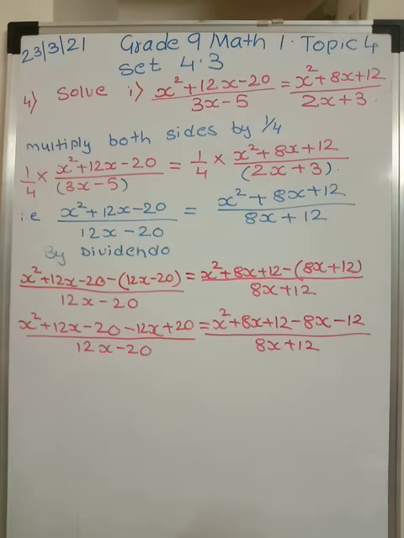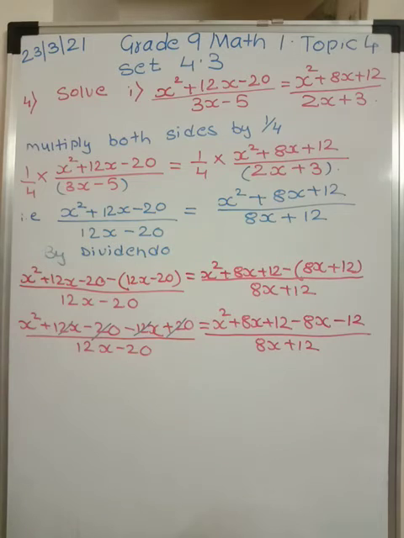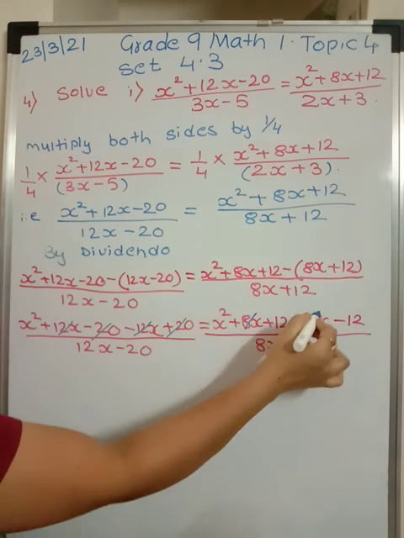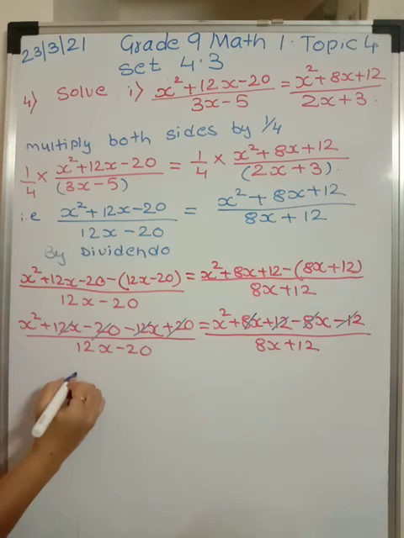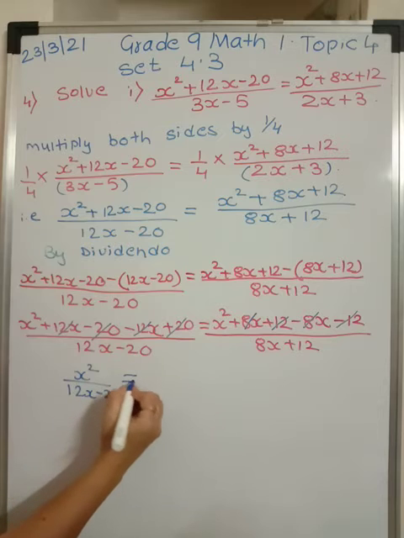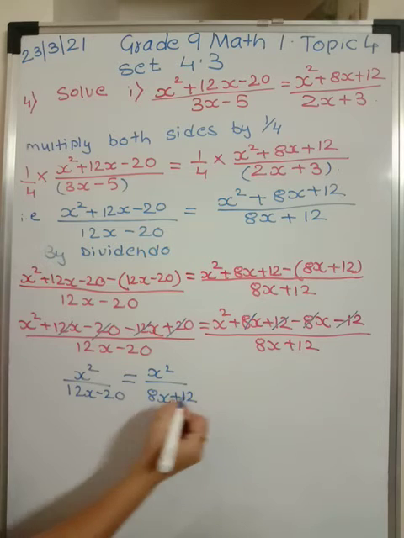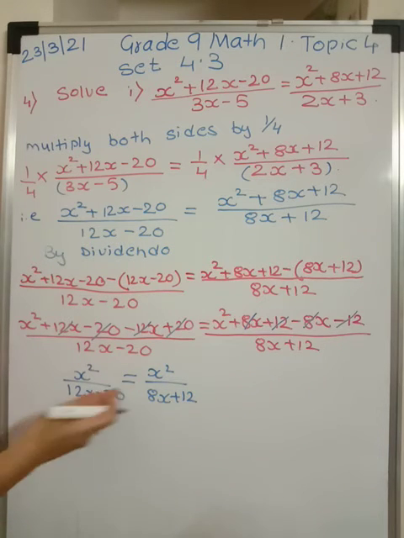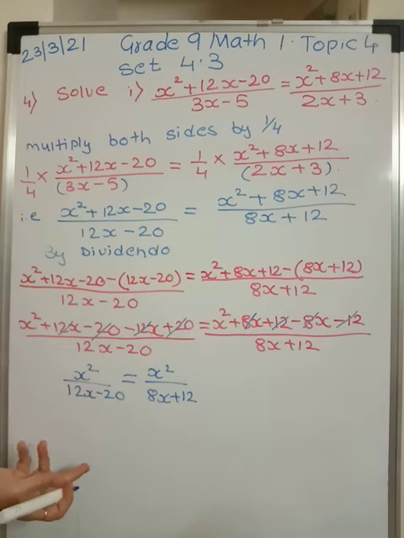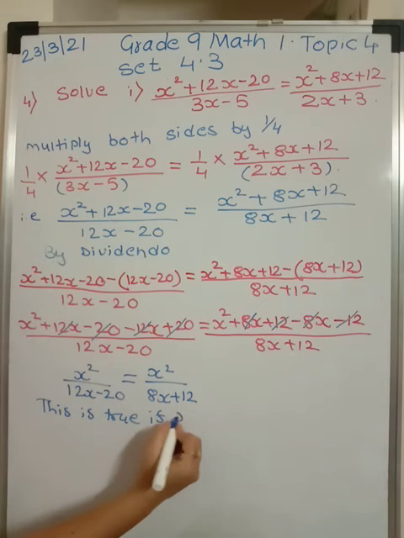Now see, plus 12x minus 12x, minus 20 plus 20. We got rid of everything. Similarly here also, 8x minus 8x, 12 minus 12. So we are left with only x² upon 12x - 20, which is equal to x² upon 8x + 12. Now if x is equal to 0, then this is equal, no? 0 upon something, if you divide 0 by any number, the answer would be 0. So this equation is true if x is equal to 0.